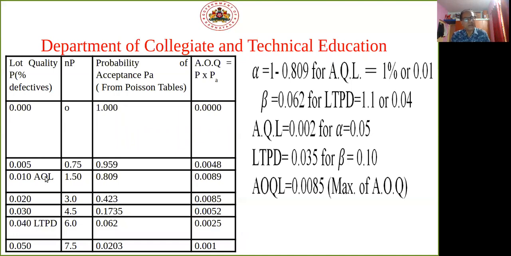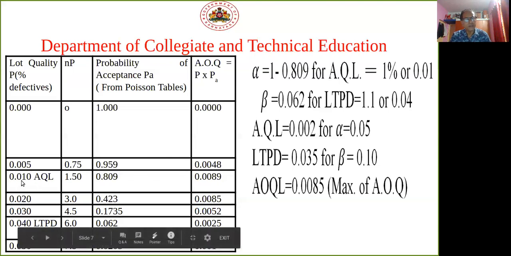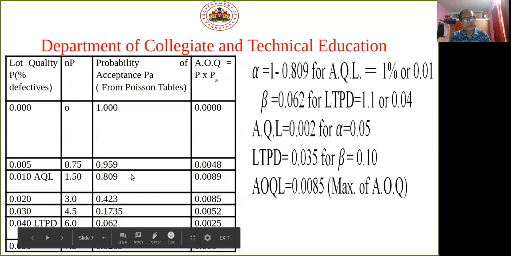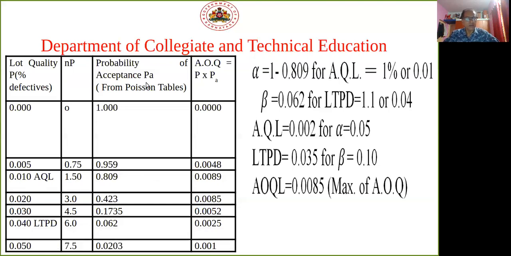So I will go below that, that is 0.05 and then 0. For 0, PA will always be equal to 1. Then for 0.05, NP is equal to 0.75, and for that PA will be equal to 0.959. And for AQL 0.01, we'll get NP equal to 1.5, and PA will be equal to 0.809.